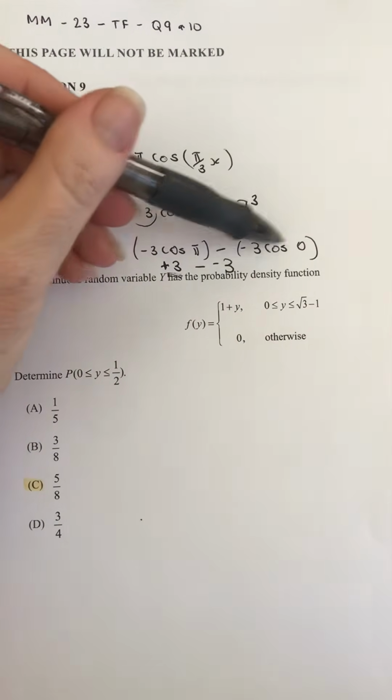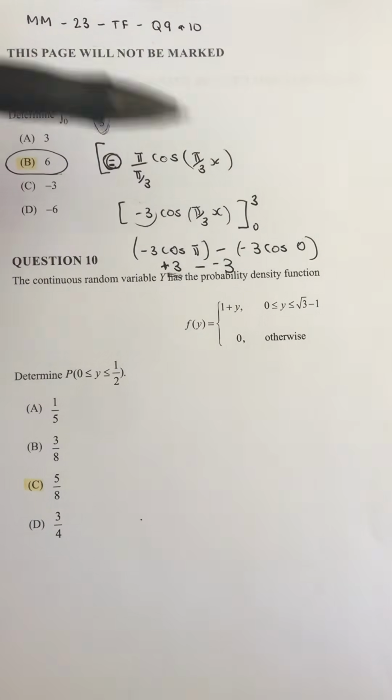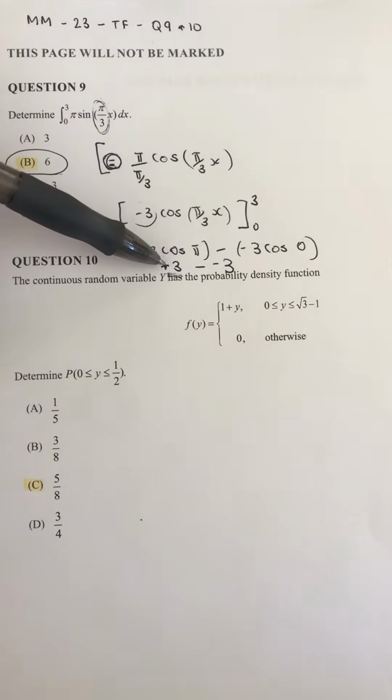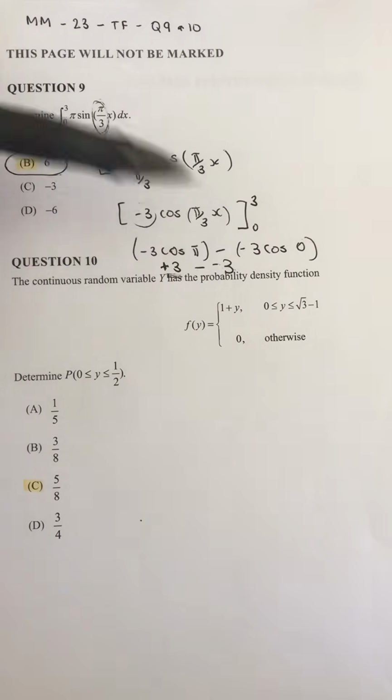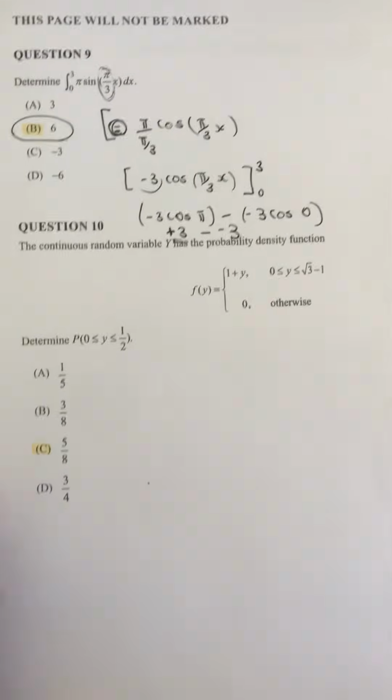When we sub in our 0, cos of 0, because pi on 3 times 0 is going to be 0, cos of 0 is going to give us 1. So negative 3 times 1 is negative 3. Positive 3 take negative 3 is going to give us positive 6 as our answer, which is B.